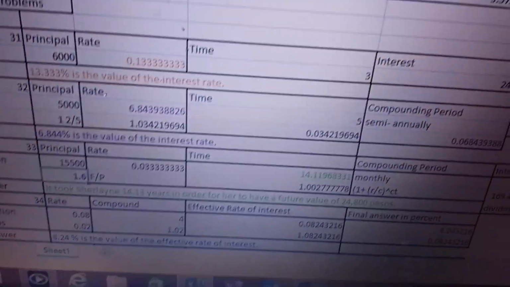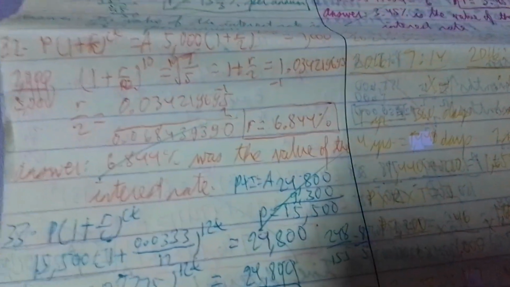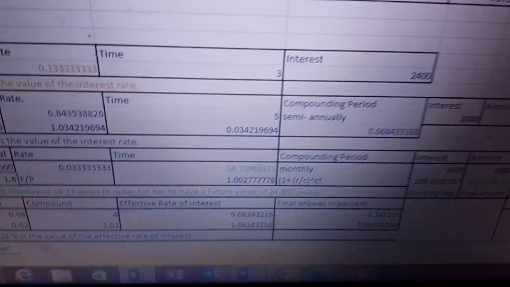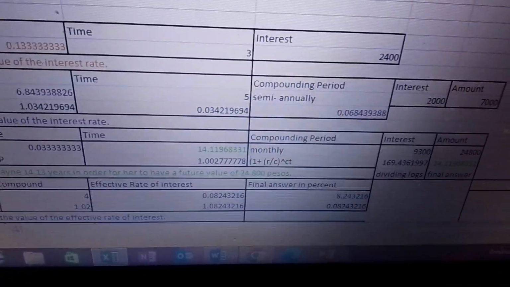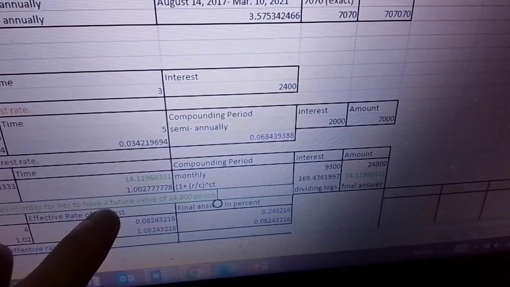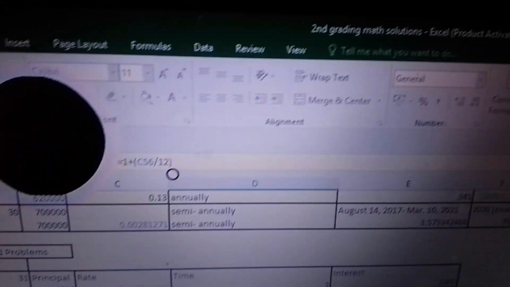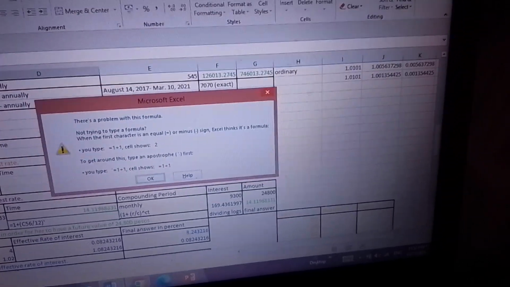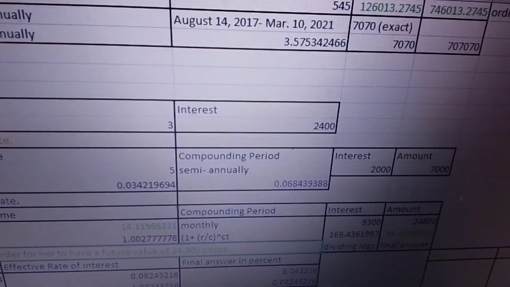And then, di ba, remember dito, I get 1.0020778. Yun nga, di ba dito, it's supposed to be 5. Pero, because yun naman sa Excel, they might give you a very accurate number. So, that's why it gave me this answer. Di ba? Kasi ito yung ginawa ko. Ang ginawa ko, it's 1 plus C56, which is this one, divide by 2, divide by 12, because it's compounded monthly, di ba? And we're supposed to get this answer. Yan. And that is the thing that I did.